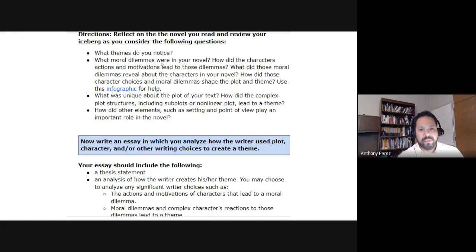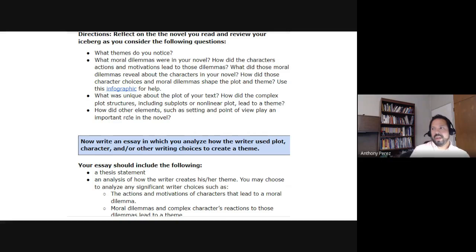So what moral dilemmas were in the novel? How did your characters react to that? What did that reveal about them? What does that say about theme? What else is unique about the plot or text? Your subplots or the nonlinear plot. How does that lead to theme? And then any other elements, right?